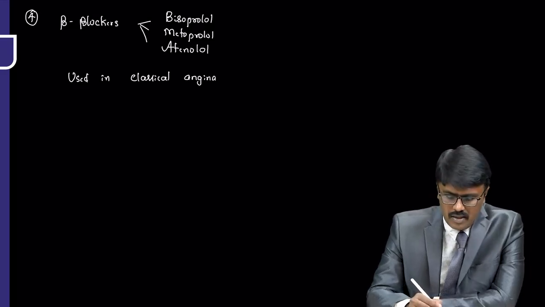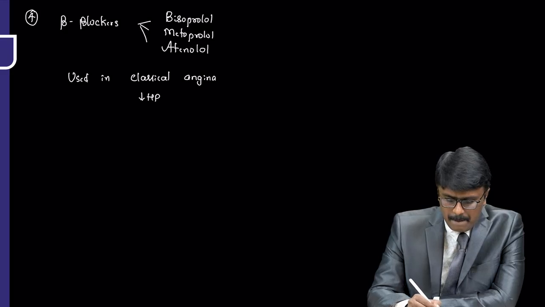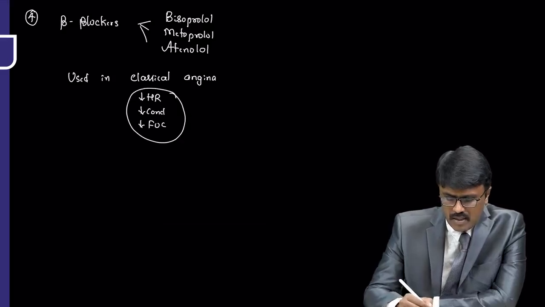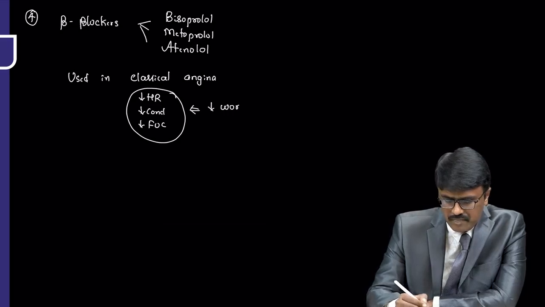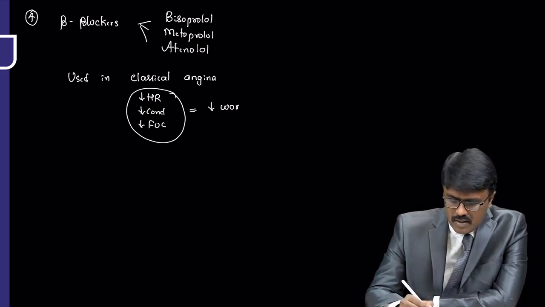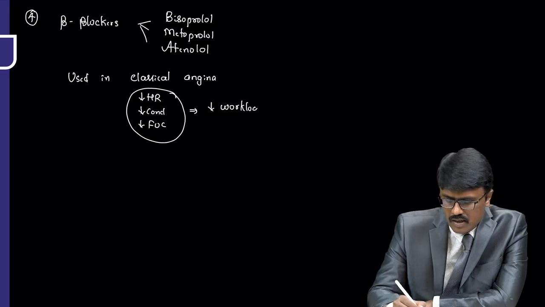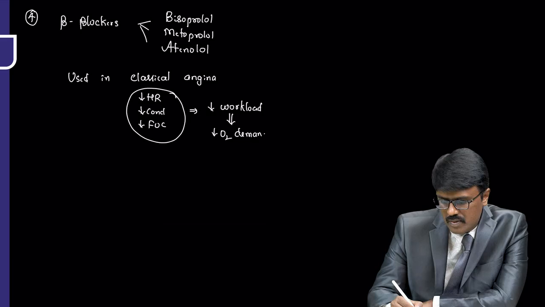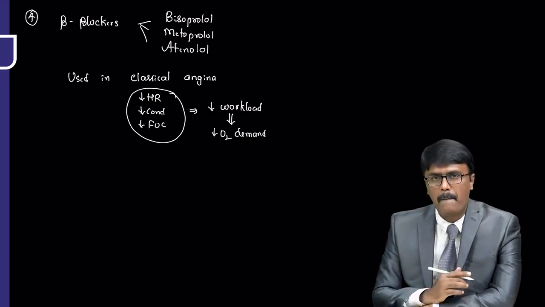Now why do we use them in classical angina? The reason is simple. They decrease the heart rate, they decrease the conduction, they decrease the force of contraction. What happens if you do this? This will decrease the workload on the heart, and when you decrease the workload, obviously the oxygen demand decreases. So that is a major action of beta blockers.